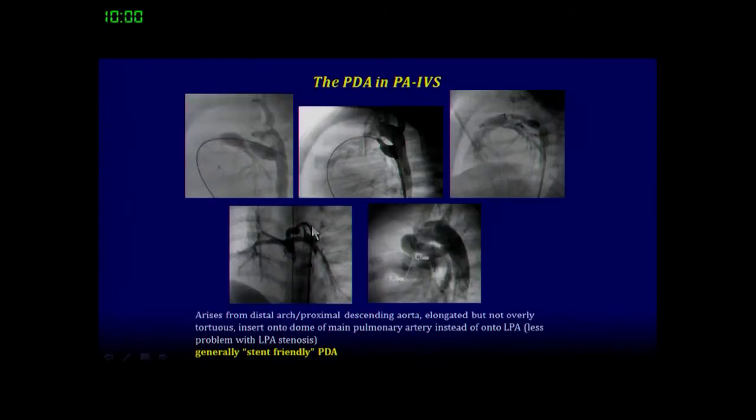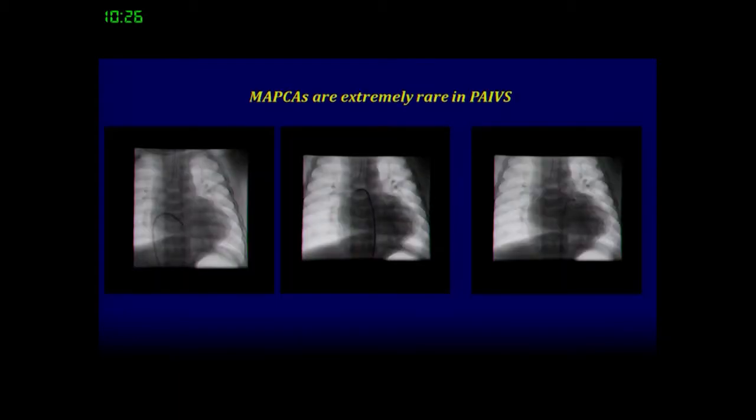And the PDA in PAIVS, I think by and large, they are stent-friendly because they come off from the descending aorta. They have very nice straight morphology, although they may be very long as shown here, but this is basically amenable to stent implantation, except maybe in this kind of patients where we have very long, very tortuous PDA, which makes PDA stenting perhaps a high risk of failure and maybe complications.